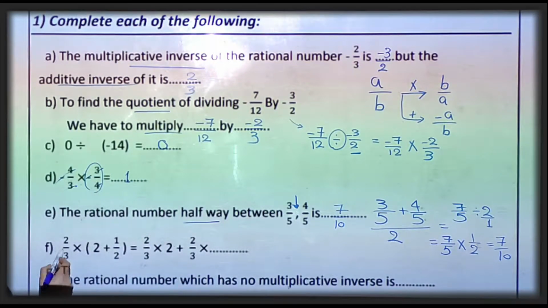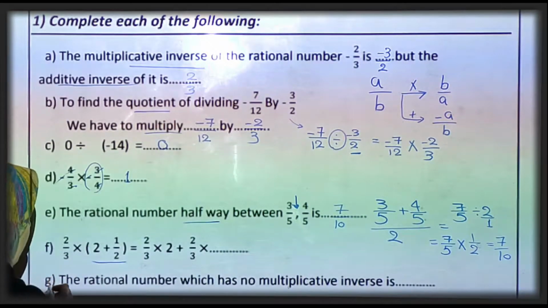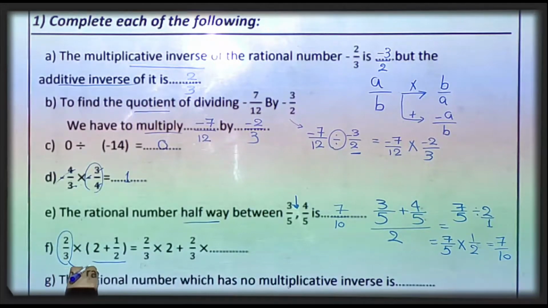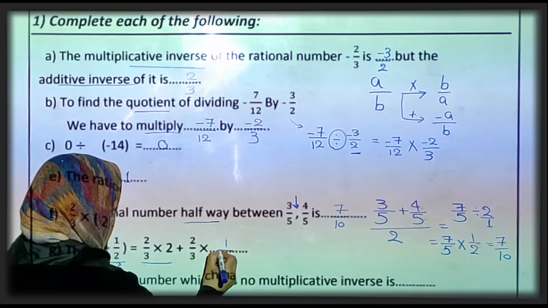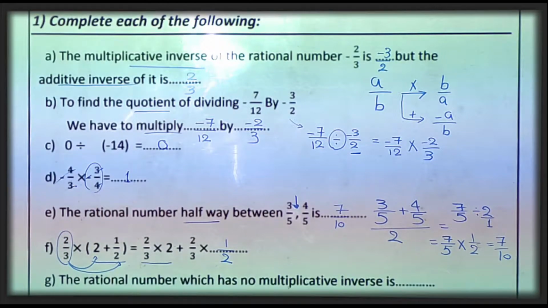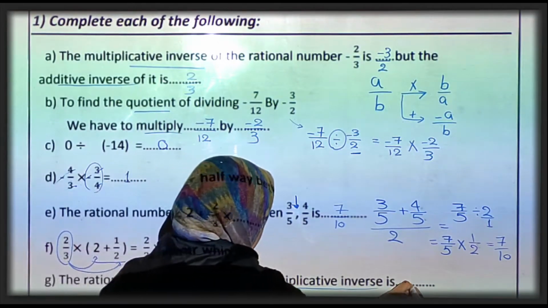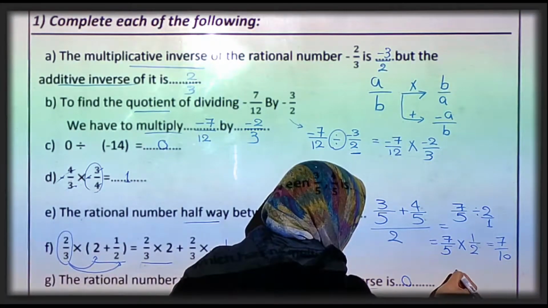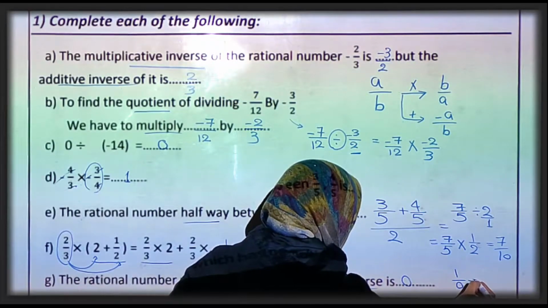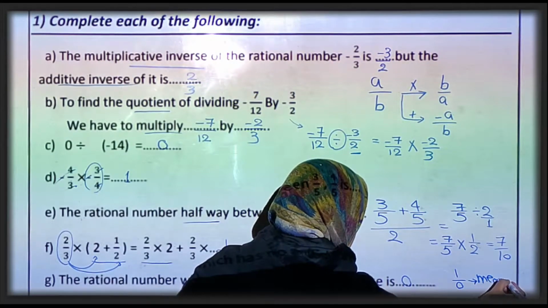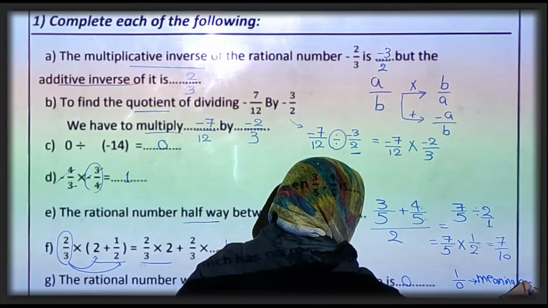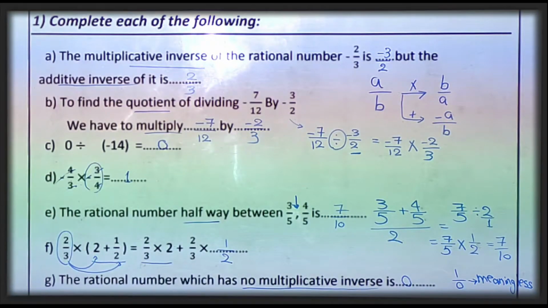Letter F, 2/3 multiply all this bracket. This distribution form equals 2/3 multiply 2 plus 2/3 multiply half, by distribution. The rational number which has no multiplicative inverse is 0. To find the multiplicative inverse of 0, 1/0 is meaningless, or a math error. So 0 has no multiplicative inverse.